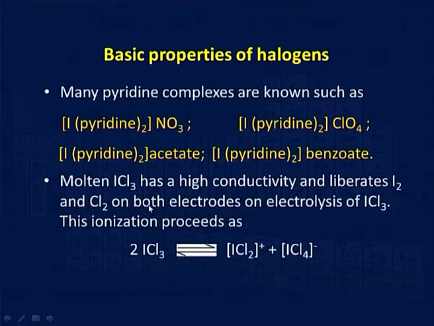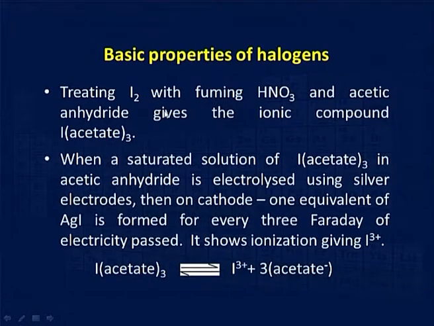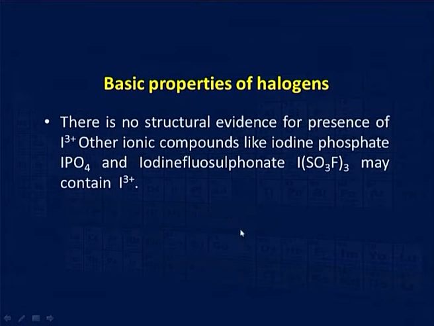Molten iodine trichloride has a high conductivity and liberates iodine and chlorine at the electrodes on electrolysis. This iodine trichloride undergoes ionization like this. Treating iodine with fuming nitric acid and acetic anhydride gives the ionic compound iodine triacetate. When a saturated solution of this iodine triacetate in acetic anhydride is electrolyzed using silver electrodes, then at the cathode, 1 equivalent of silver iodide is formed for every 3 faradays of electricity passed. This is the way how the ionization gives tripositive iodine. There is no structural evidence for the presence of tripositive iodine. Other ionic compounds like iodine phosphate, IPO4, and iodine fluorosulfonate may also contain tripositive iodine.